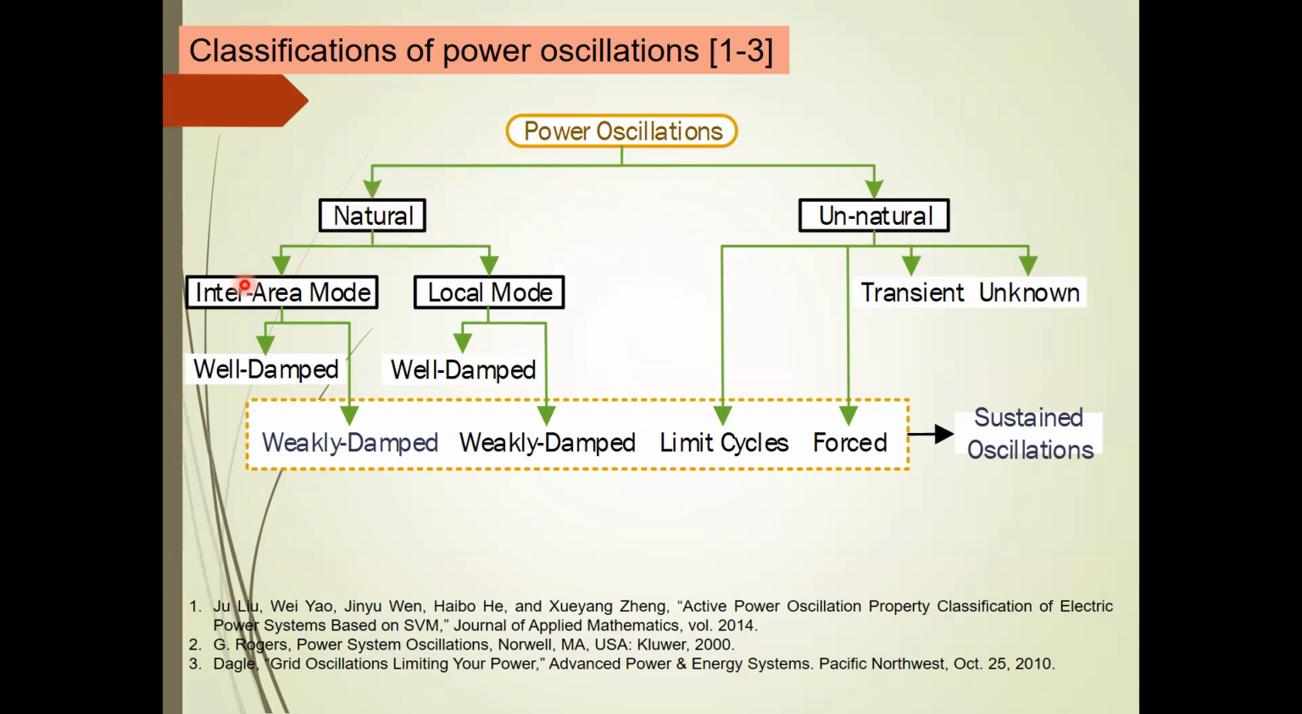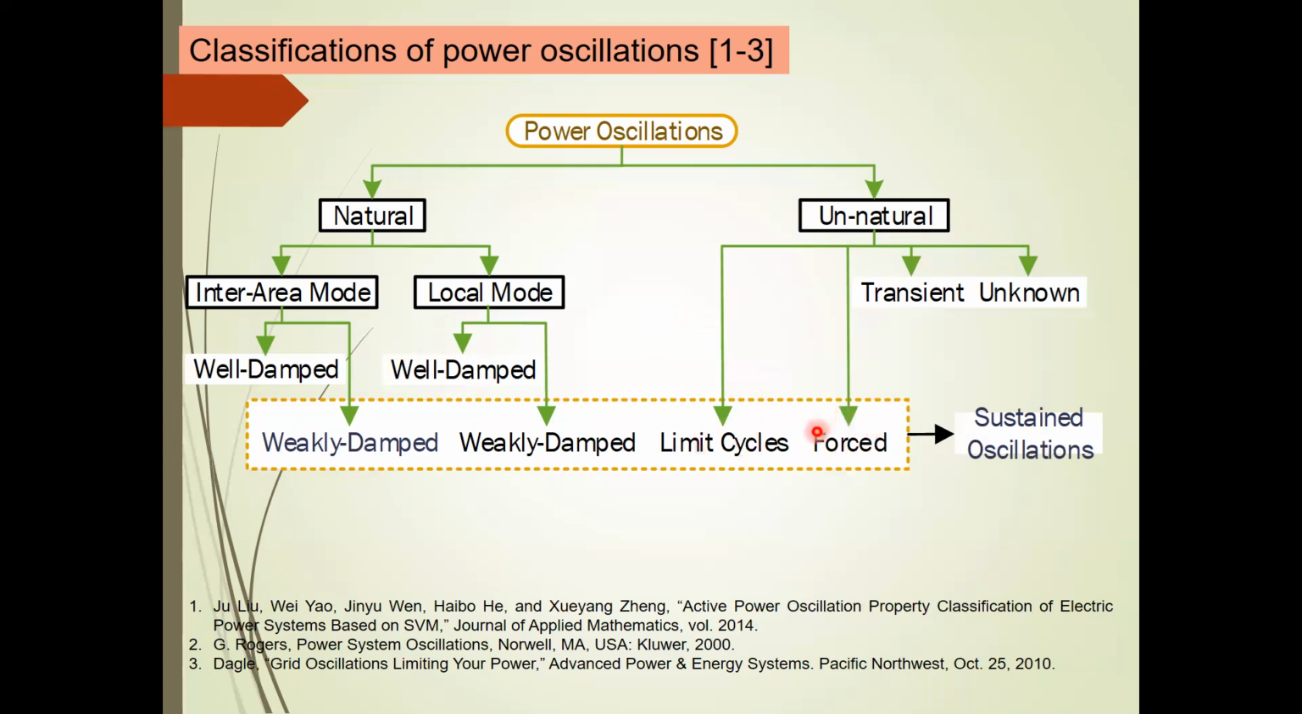In the natural one, we have the inter-area mode and the local mode of oscillation. In the inter-area mode, it could be a damped oscillation or a weakly damped, that means slightly less damped, oscillation. Then for local mode oscillations, again, well damped or weakly damped. Unknown natural oscillations are basically limited. That means you find some oscillations of a few cycles, but only for a limited duration.